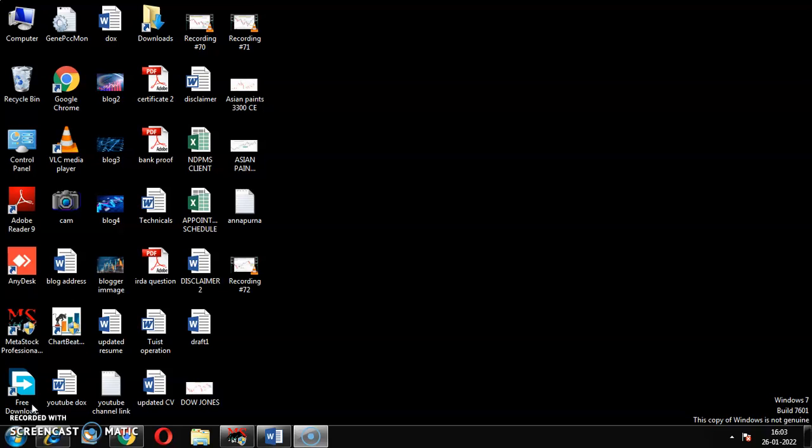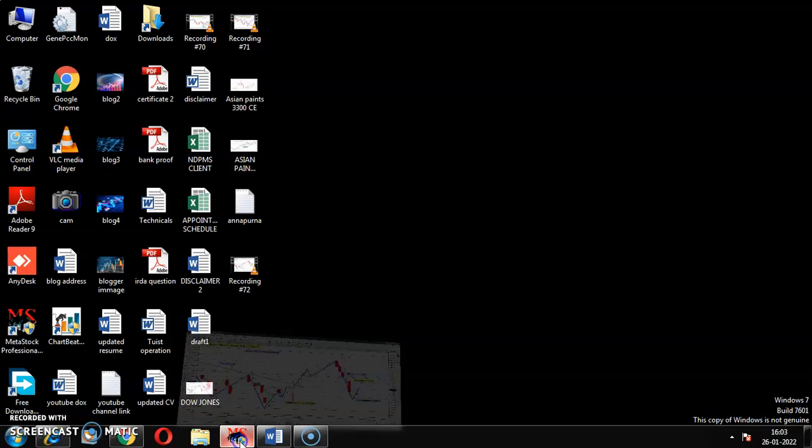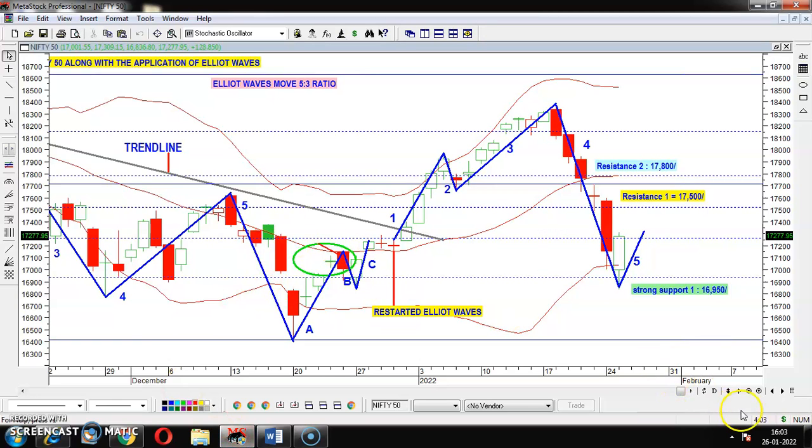Today I have once again come to illustrate technically what would be the range of Nifty for the coming 2-3 days. Now, without wasting any time, let me straight away go to the daily candlestick chart of Nifty 50. What does the Nifty 50 say? This is the daily candlestick chart of Nifty 50.